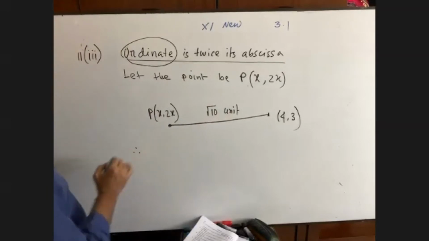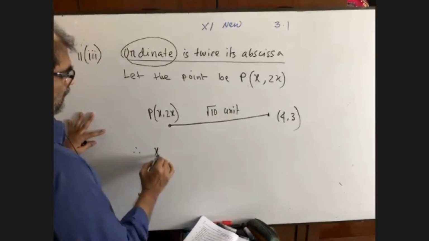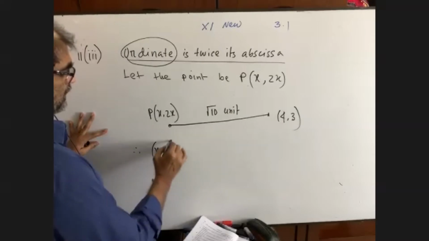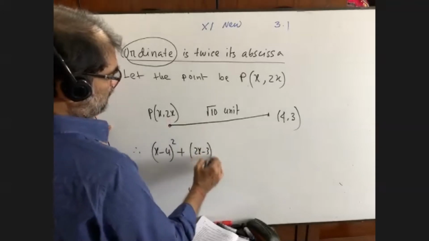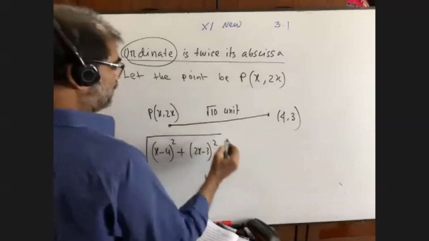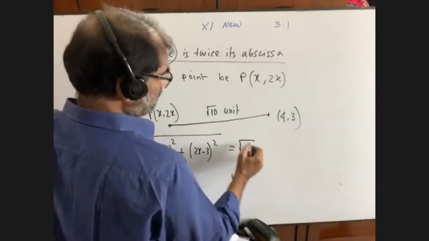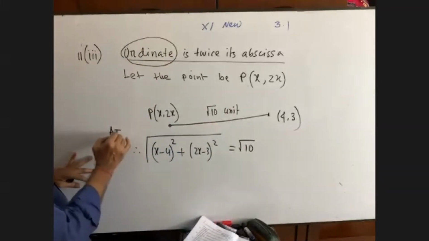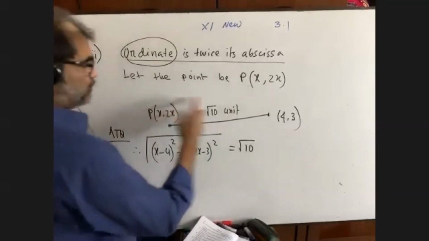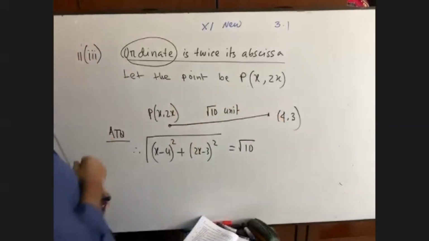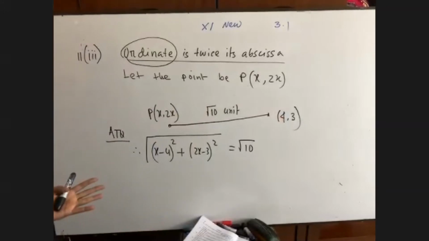So we can write here, you write down, x minus 4 whole square plus 2x minus 3 whole square is equal to root over 10. Please let me know if you fail to understand. You try to understand again. The distance between these 2 points is given in the question as root over 10. So I have done that. Now can you do this? What is to do now? You have to get a scoring.